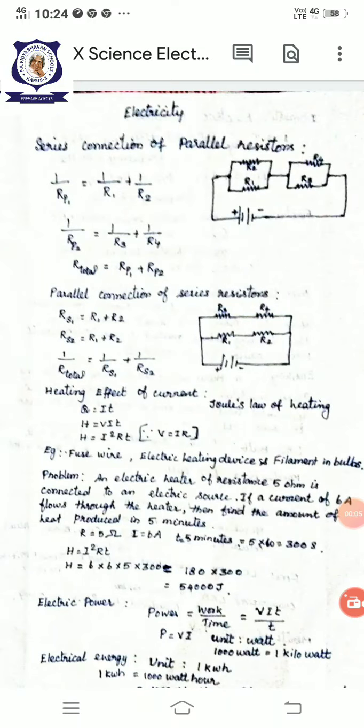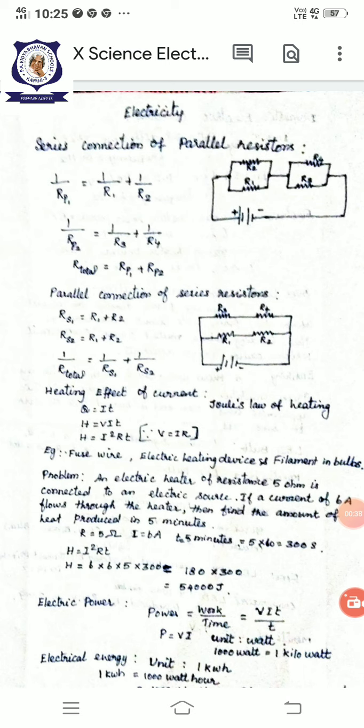This is our physics class, third part of electricity. Already in our last class we studied resistance in series and parallel. What is resistance? The opposing force to the flow of charge is called resistance. According to Ohm's law, V by I is equal to R, where R is resistance. Its unit is ohm. We know this.